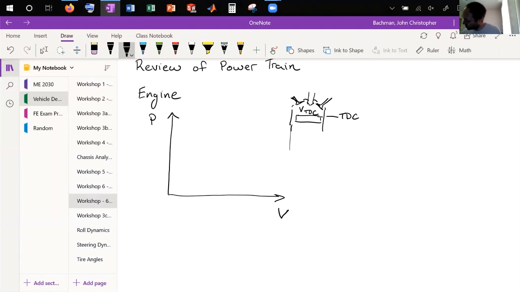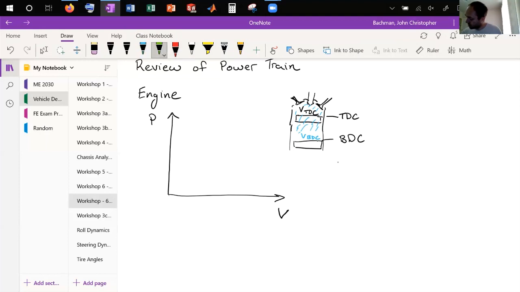And then this can travel up and down on the crankshaft. And this is the volume at bottom dead center. So the volume at bottom dead center is going to include all of this, everything in here. It's not just the volume between top dead center and bottom dead center.